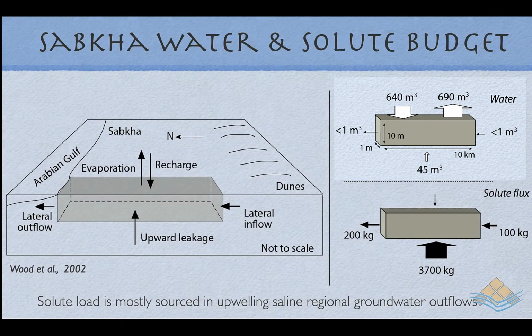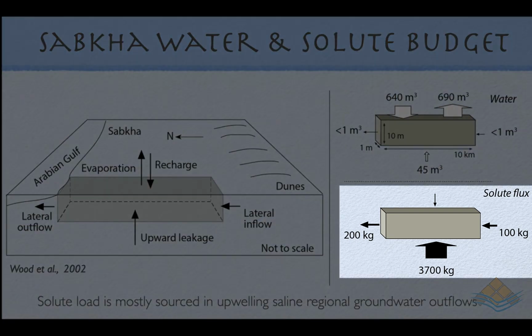They also measured the solute content of the waters and did a solute flux budget, and they found that more than 95% of the solutes supplying the anhydrite, the calcium and the sulfate supplying the anhydrite growth in the Sabkha, came from upwelling regional groundwaters. This is not marine recharge moving laterally from the coastal zone.